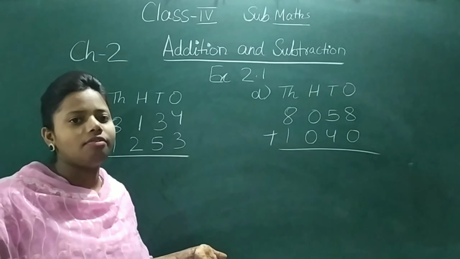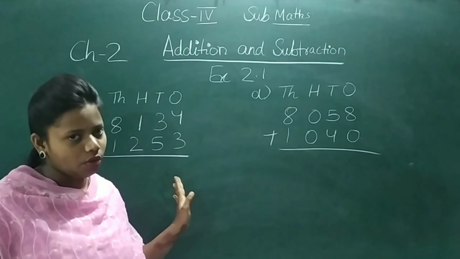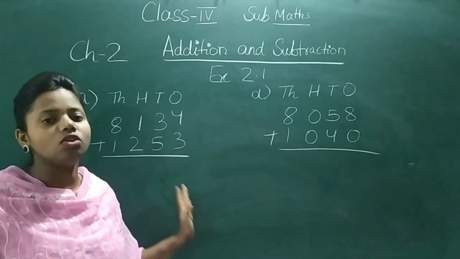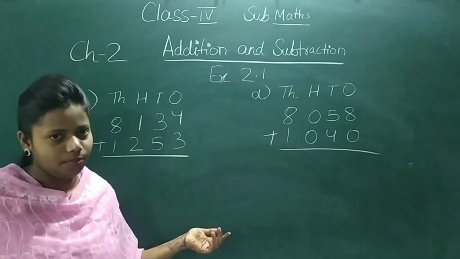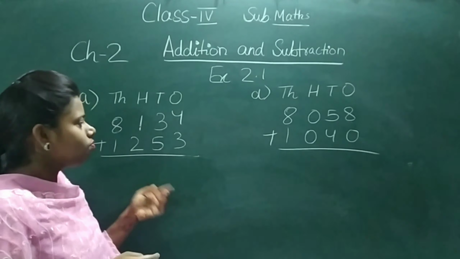In class 3 also you have done 2-digit, 3-digit. So this 4-digit is new to you. Okay, so this is 1, 2, 3, 4-digit, and in this question we are going to add without carry. Okay, now let's do that. Now let's see how to do the addition.